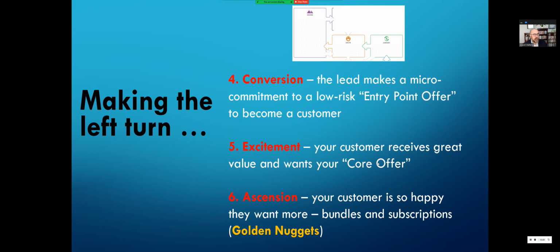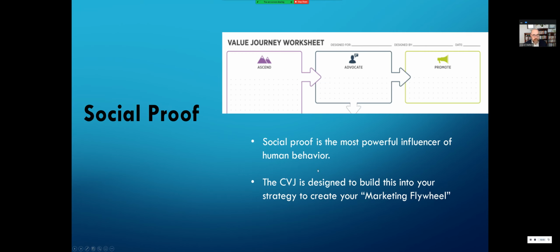And this can be what we call golden nuggets. There's typically a lot of opportunity for increasing the average value of the customer relationship through cross-sells, upsells, bundles, and subscription services that most businesses have not considered. So one of the key points in building this customer value journey is to look at the ascension ladder and look at where there are golden nuggets which the business has missed.